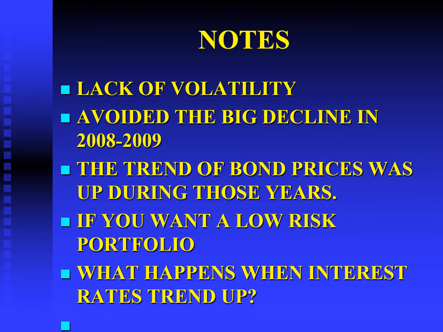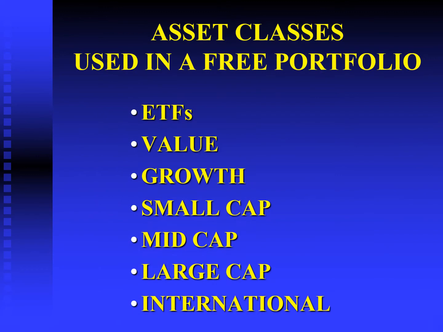So the main point of what I just talked about is, first of all, the model shows you a real lack of volatility. It avoided the big decline of 2008 and 2009. The trend of bond prices, however, was up during those years, but still it was good performance. So this is the bond portfolio. If you want a low risk portfolio, this could be a way to go. However, what happens to the portfolio when interest rates go up for a long time? Well, this is not part of the backtest. So this is the unknown known.